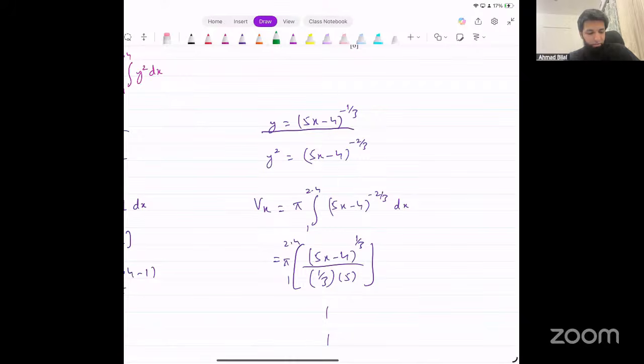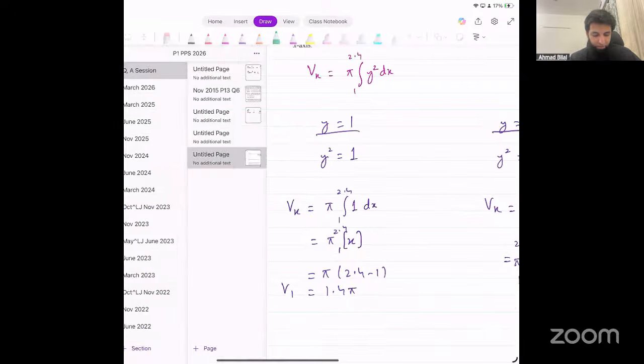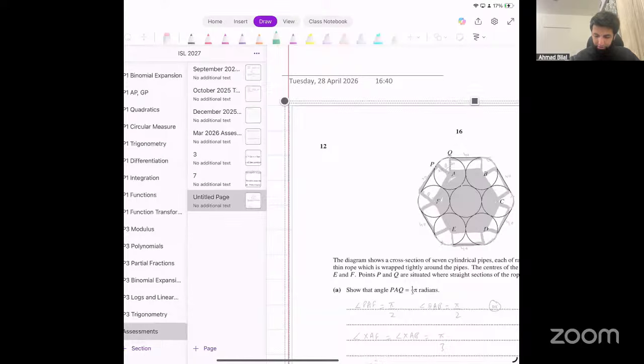Circular measure question. Okay, I actually just solved it in the morning as well with another class. Let me see if I can find that there. It was with these guys, I think. Yeah.